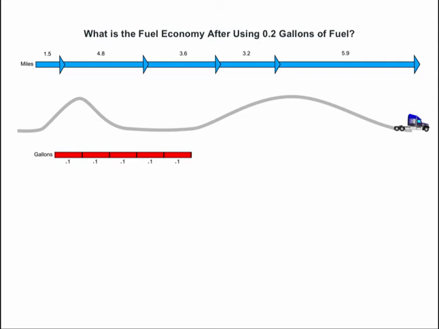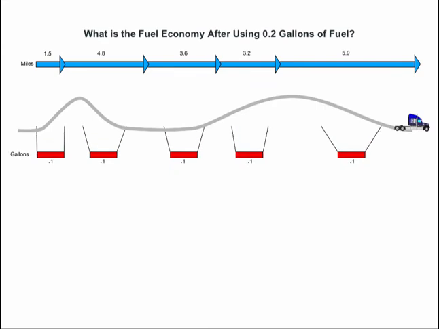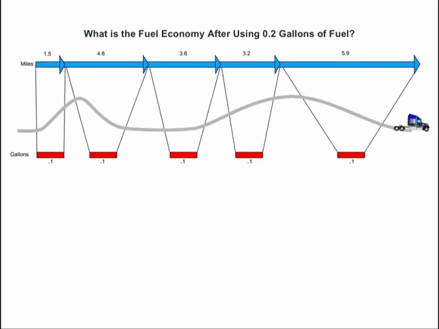Now let's think about how these fuel intervals correspond to the distance intervals. These black lines indicate how each distance interval corresponds to a fuel interval. So for each successive 1/10 of a gallon fuel interval, the size of each distance interval changes. So now back to the question, how can we figure out the truck's fuel economy when it has used exactly 0.2 of a gallon of fuel?